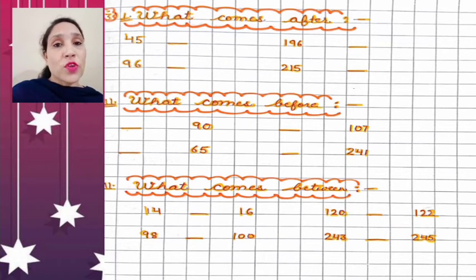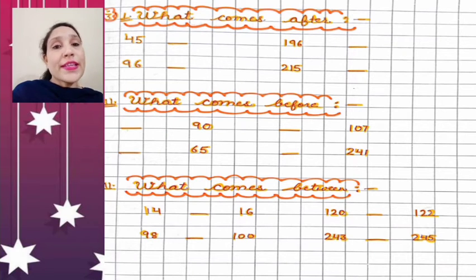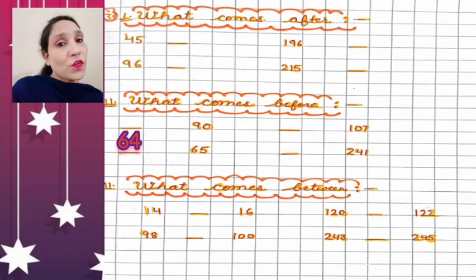Now see the next part of the question number 3. What comes before? Before means the numbers that come earlier. You have to write here the numbers that come before. So first number is given here 90. You have to write here the before number. So what comes before 90? 89. Next number is 107. What comes before 107? That is 106. Next number is 65. What comes before 65? 64. Next is 241. Now in the series, what comes before 241?